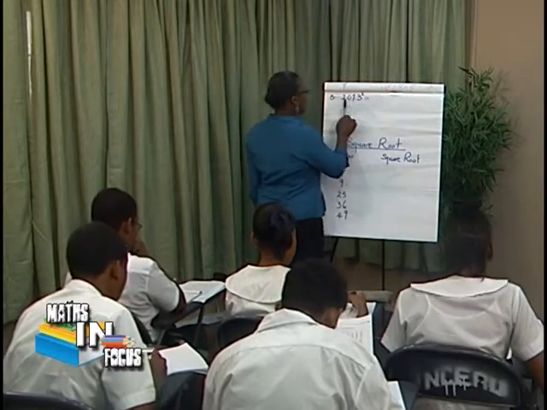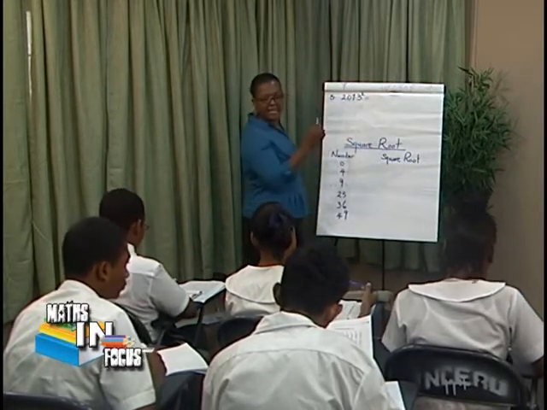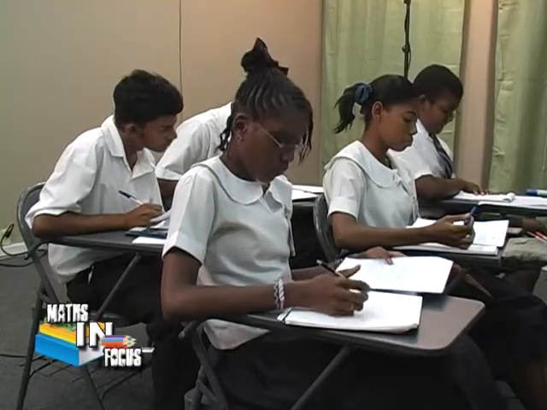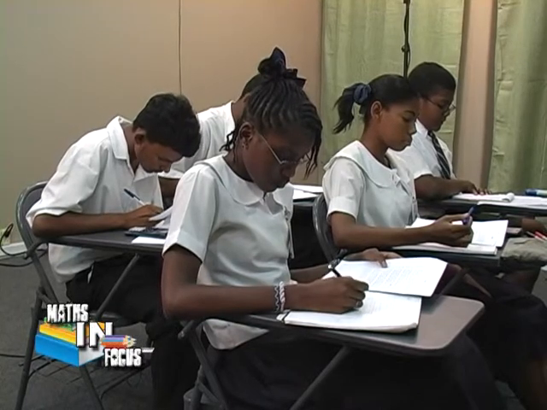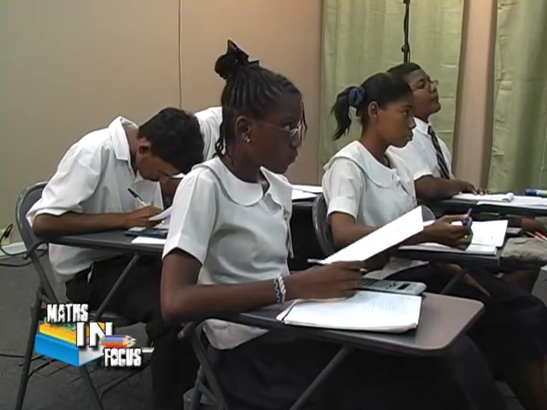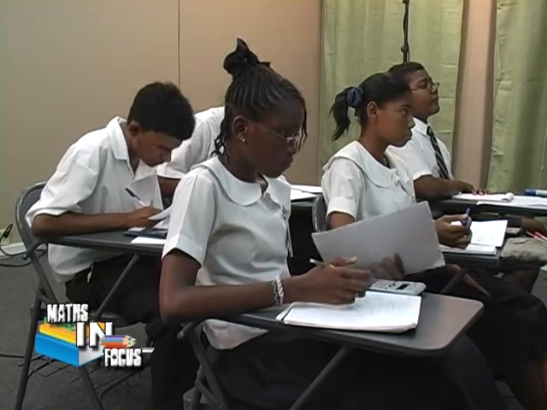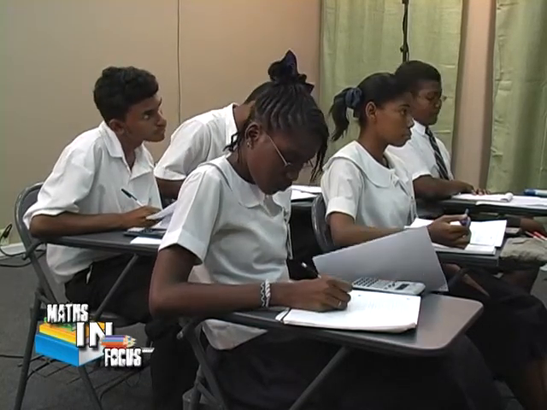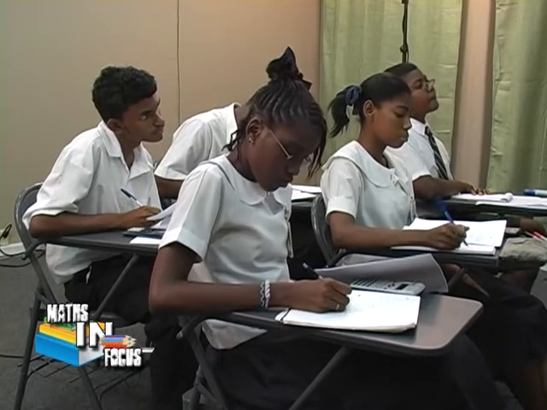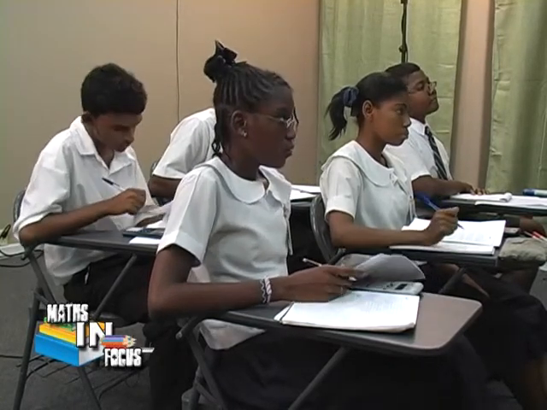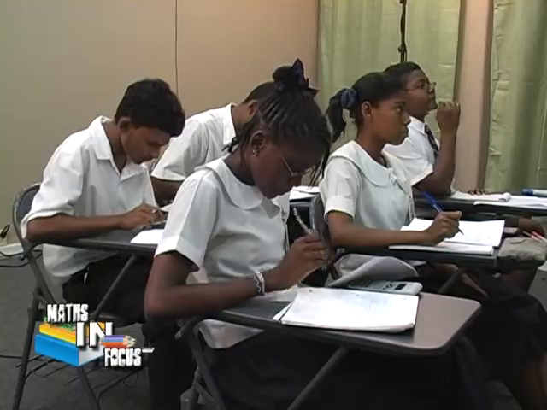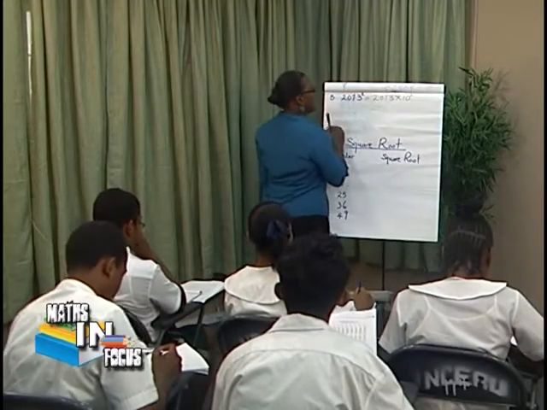And when you wrote 207.3 in standard form, what did you get, Jonathan? 2.073 multiplied by 100, which is the same as 10 squared, because this 2 told us that we moved 2 places. Okay? Good.